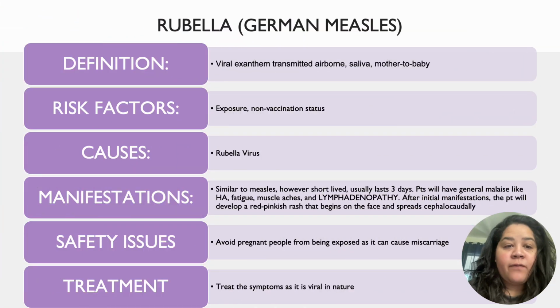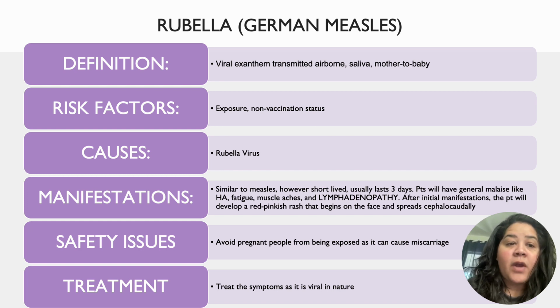Next up, we have rubella. And the way that I remember this exanthem is rubella has 2 L's, and the other name for rubella is made up of 2 words, German measles. This is a viral exanthem that is transmitted airborne, saliva, mother to baby, same risk factors as measles, exposure or non-vaccination status. The cause is the rubella virus.